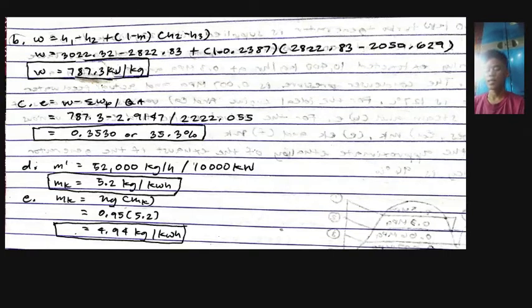And next, for letter D, M equals 52,000 kilogram per hour over 10,000 kilowatts, which is equal to 5.2 kilogram per kilowatt hour. And next, for letter E, Mk equals Ng times M. This formula came from modules, so M equals 0.95 times 5.2. And calculating it, M equals 4.49 kilogram per kilowatt hour.